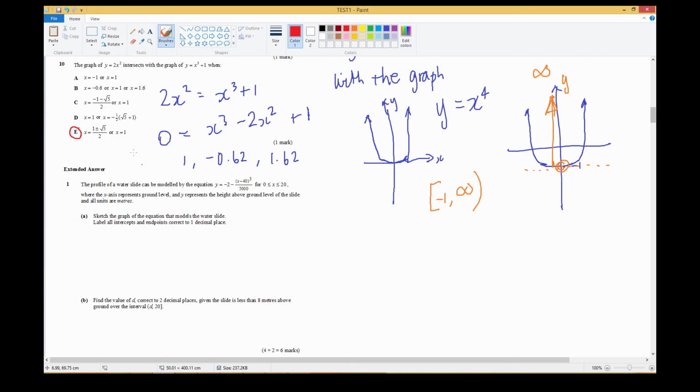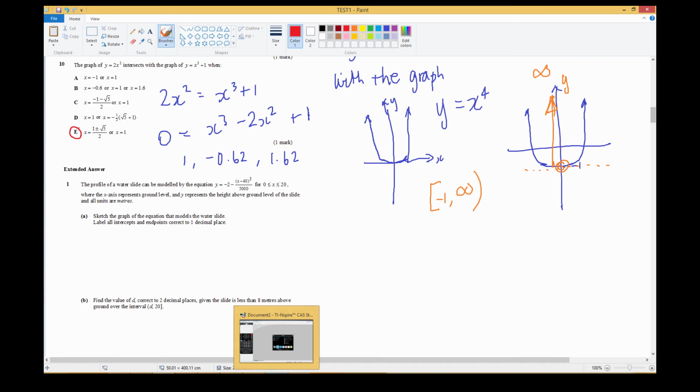Right, moving on to the extended answers. You can see this question here is the profile of a water slide can be modeled by the equation. It's a cubic function and it is of the inflection form, not of the polynomial form, and it's between 0 and 20. Right, so we're not going to muck around. We'll go straight on to using the calculator because it looks a bit complicated.